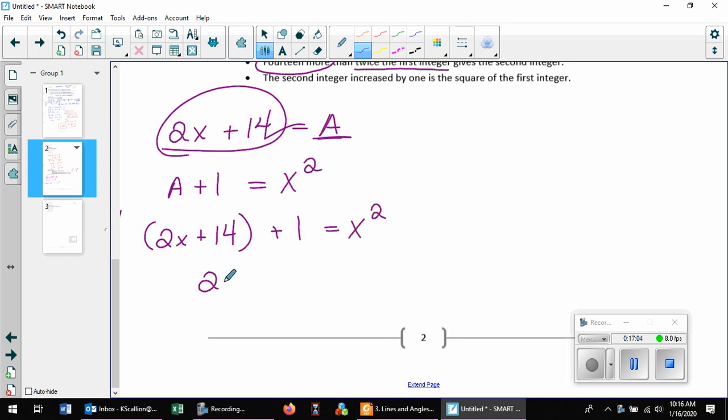So I'm going to have 2x plus 15 equals x squared. Now you have to use your math, all the skills that you have, to solve this. So we are going to do what? We're going to factor it, right? If we're factoring it, it has to equal 0.